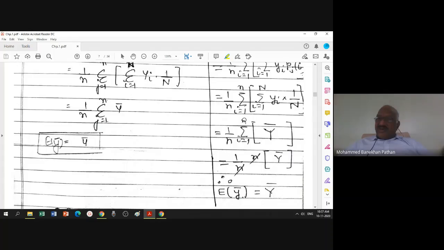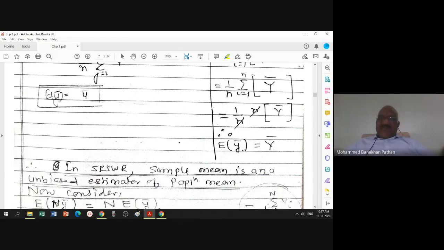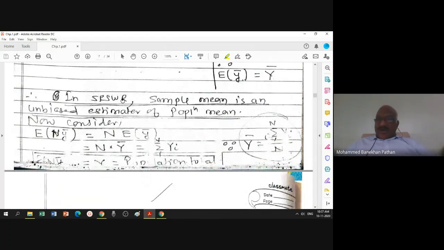Summation is for small y, and Y bar is the average. This is a constant. Sum of a constant n times is n times Y bar. N gets cancelled. So the expected value of the sample mean y bar is the population mean. Therefore, in SRSWR, the sample mean is an unbiased estimator of the population mean.